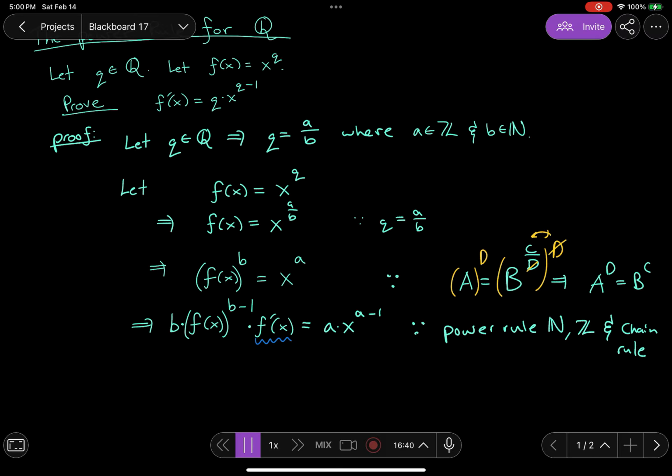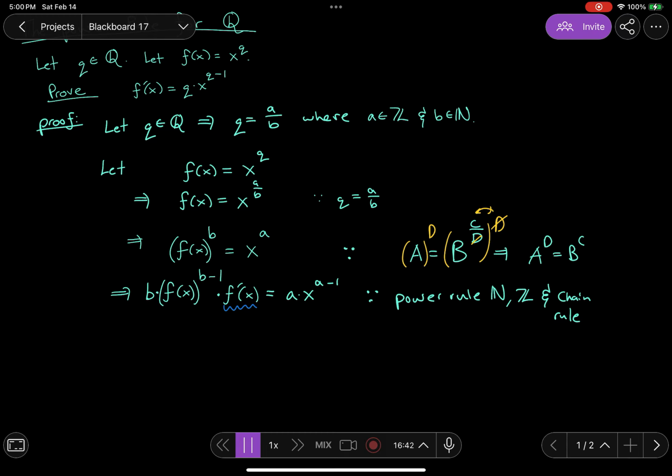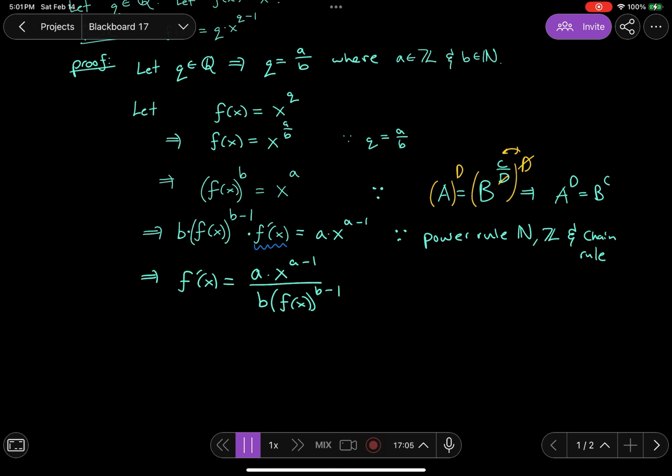Absolutely huge. All right, so now what the heck do I do? This implies that f prime of x, the rest is really just algebra, you guys, is equal to a times x to the power of a minus 1 divided by b times f of x to the power of b minus 1. Oh, but wait a second. What the heck was f of x?